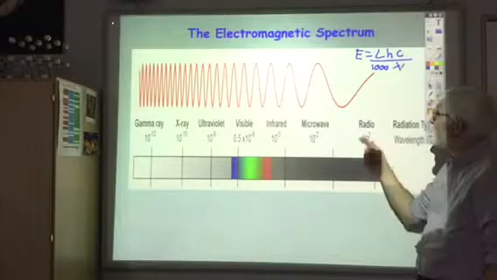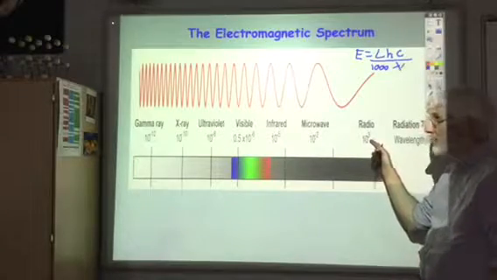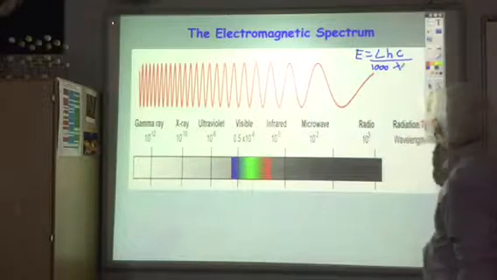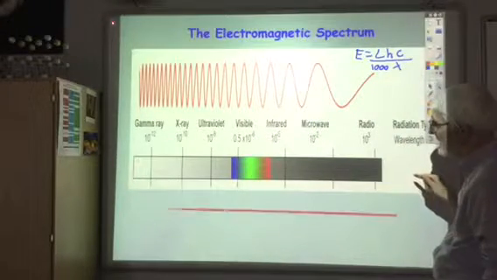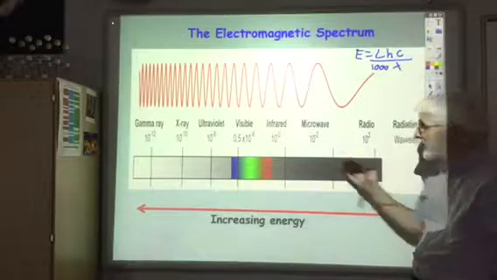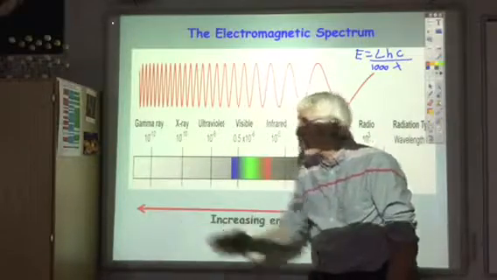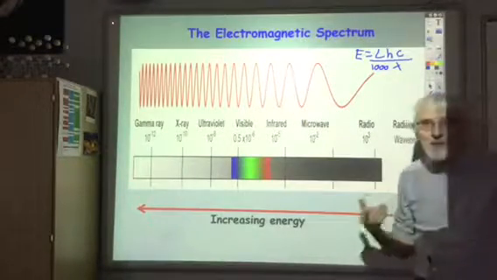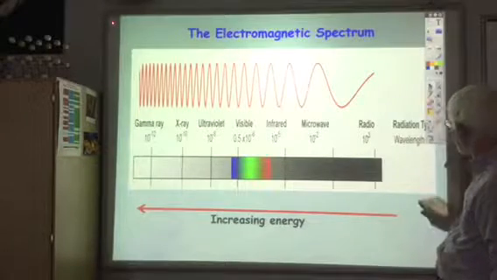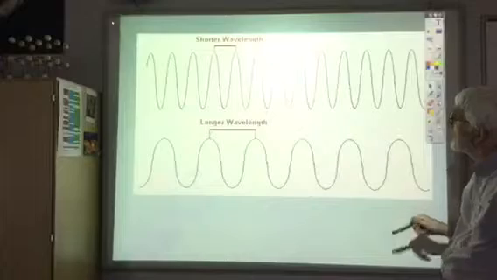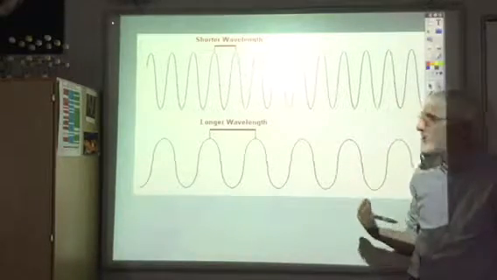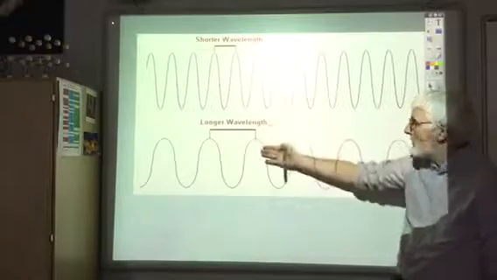So the radio waves with big wavelengths will have little energy, whereas the gamma rays with small wavelengths will have a lot of energy. So we find that the energy increases as you go from the long wavelength to the small wavelength. And that kind of makes sense. Let's consider this situation where you've got two waves, let's assume they're electromagnetic radiation. One's got a short wavelength, one's got a long wavelength.